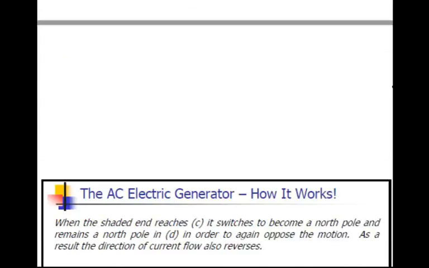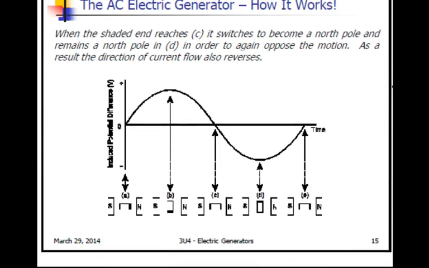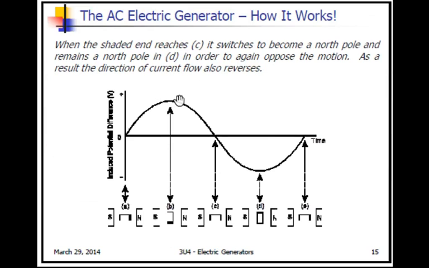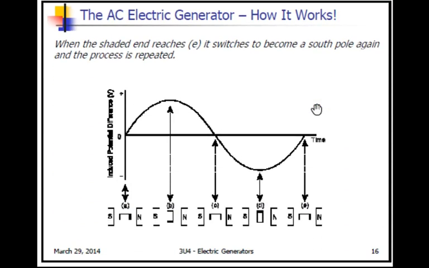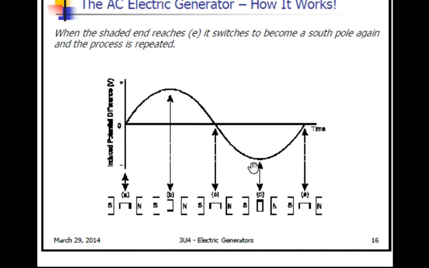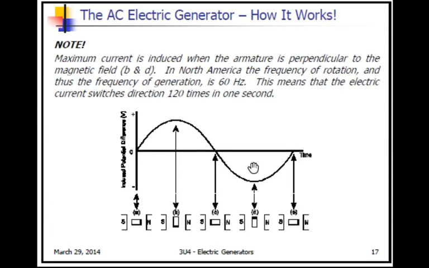Now it starts to change. At C, it becomes a north pole, and it remains a north pole until point D. So here we've split into a different direction. It's a north pole until here, when it starts to oppose the motion, then it changes direction again, which has it become a south pole, so we have motion again. And then at E, it switches again. So each time it hits these critical points, it's switching from north to south pole, which keeps it constantly moving. The maximum current is induced when the armature is perpendicular to the magnetic field. That's at B and D. So those are the maximums.